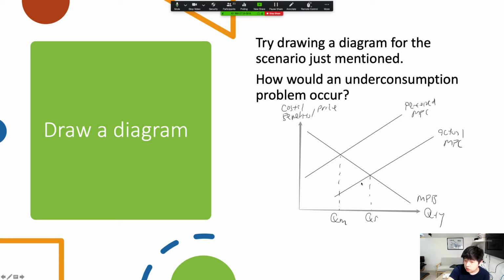Your actual cost is actually significantly lower than what you perceive it to be. So if you consume based on your actual cost and your private benefit, you will consume here at QS. Since QS is higher than QM, you are under-consuming the measles vaccination. So this would be the explanation for why the measles vaccination is significantly under-consumed. Alright, did everybody get the diagram right? Good. Okay, so let's move on.